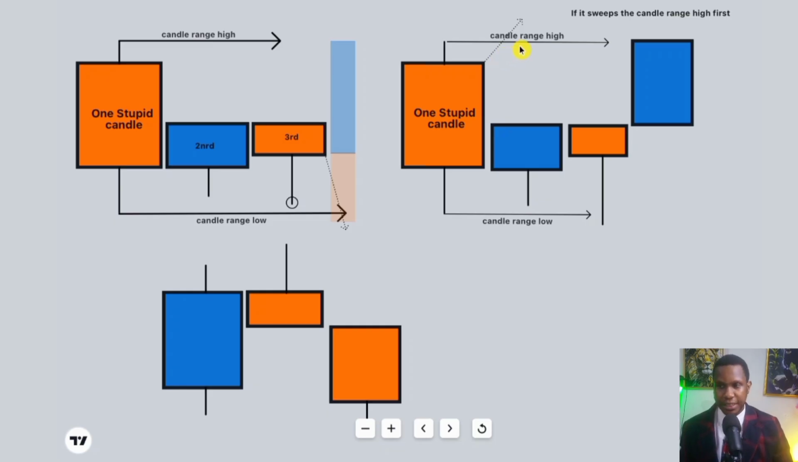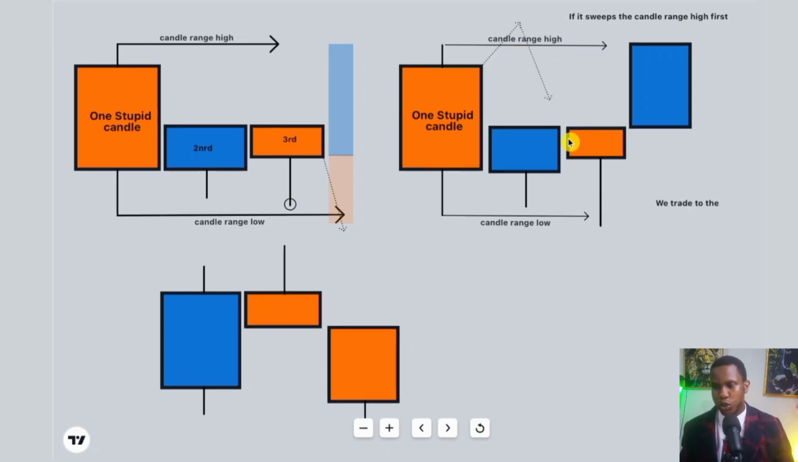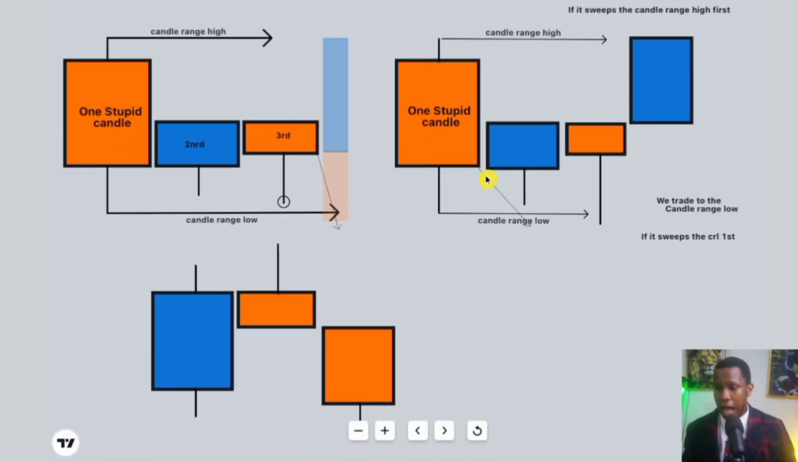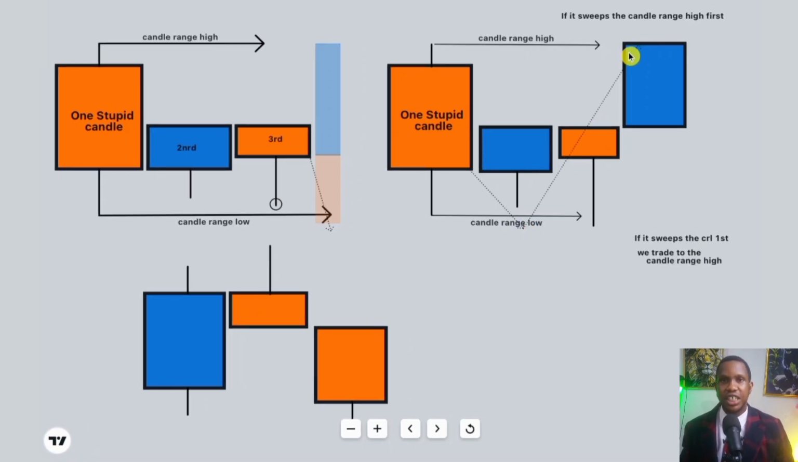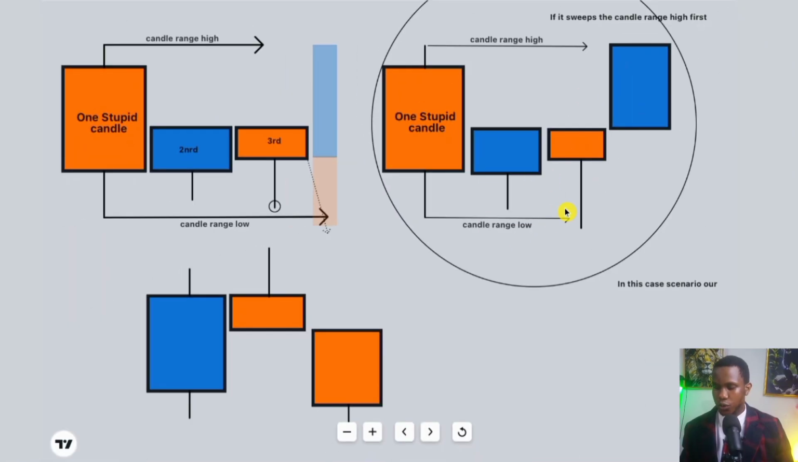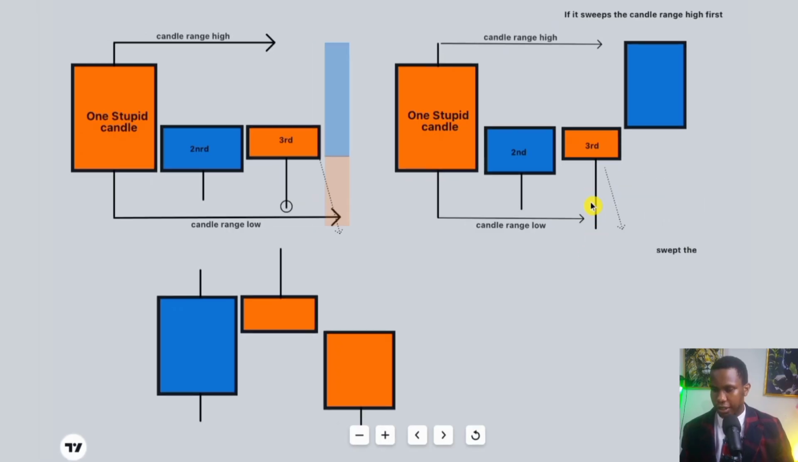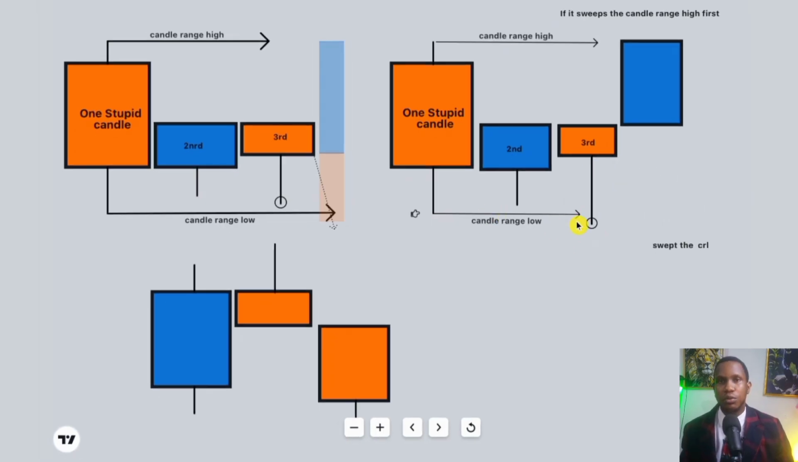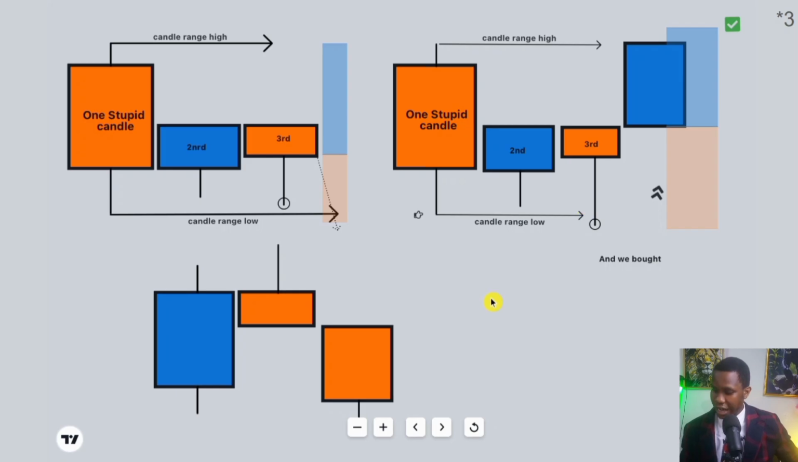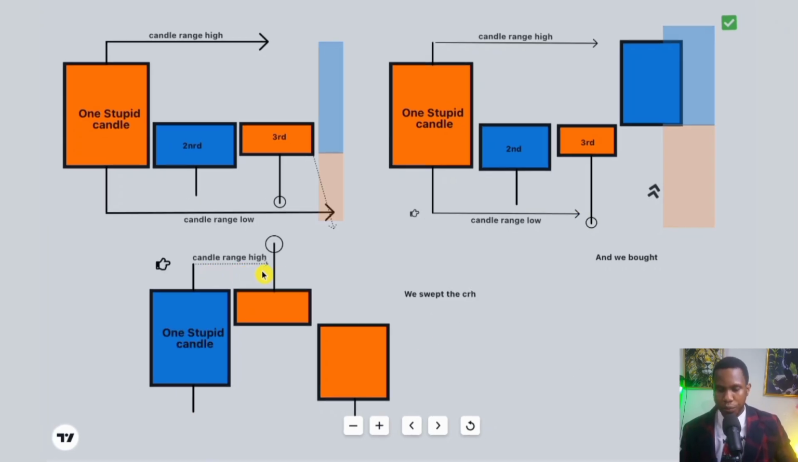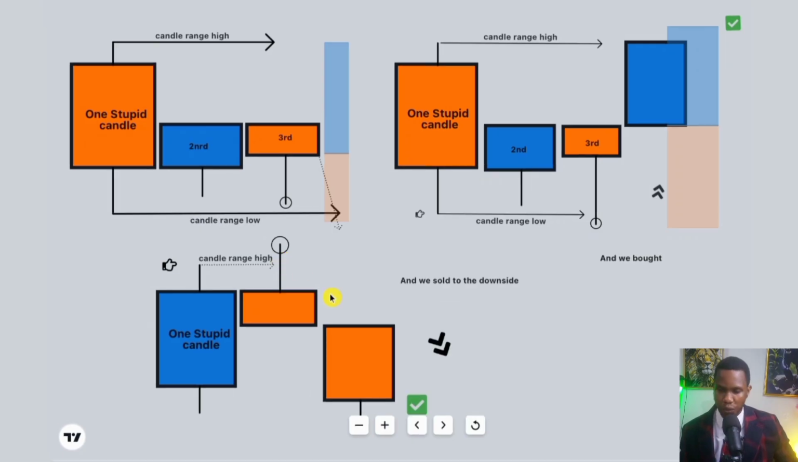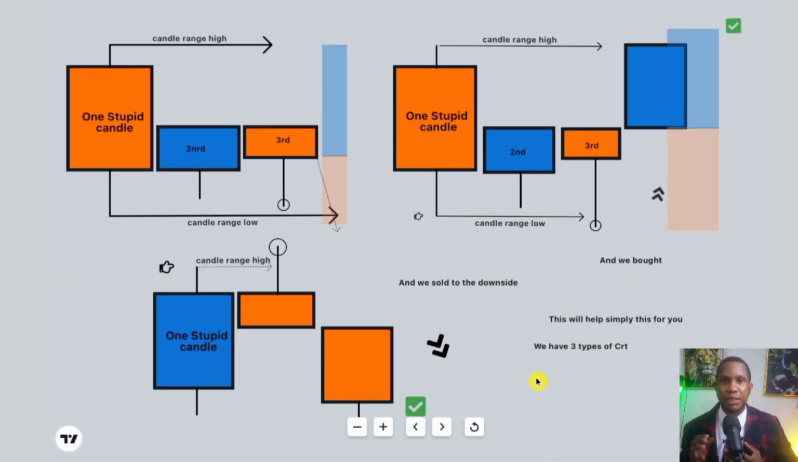If it sweeps the candle range high first, we trade towards the candle range low. And if it sweeps the candle range low first, we trade to the candle range high. In this case scenario, it was our third candle that swept the candle range low and we bought to the upside. See another powerful one right here. Can you see our candle range high was swept and we moved to the downside? This will help simplify this more.